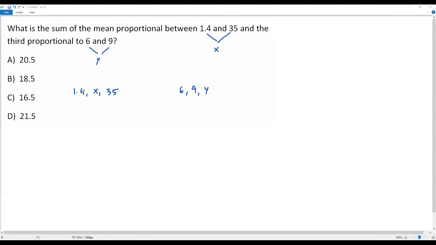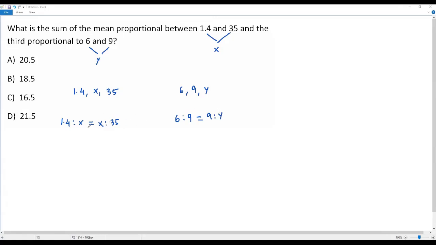Now we have to form a proportion with these three values. That is 1.4 to x. We form the first ratio with the first term and second term, and the second ratio with the second term and third term. That is x to 35. So now it's a proportion because the two ratios are equal. We do the same thing with the other one. The first ratio is 6 to 9, and the second ratio is 9 to y.